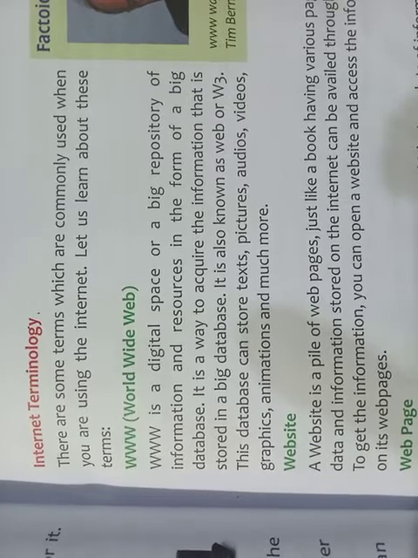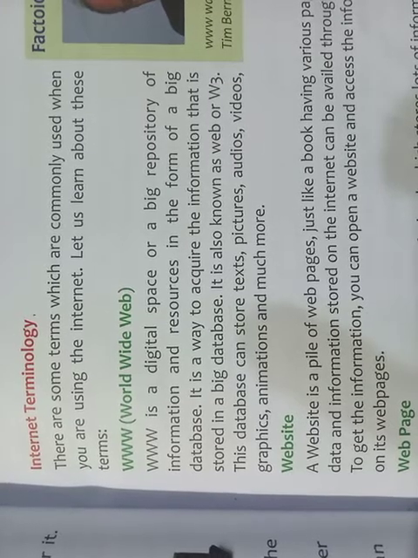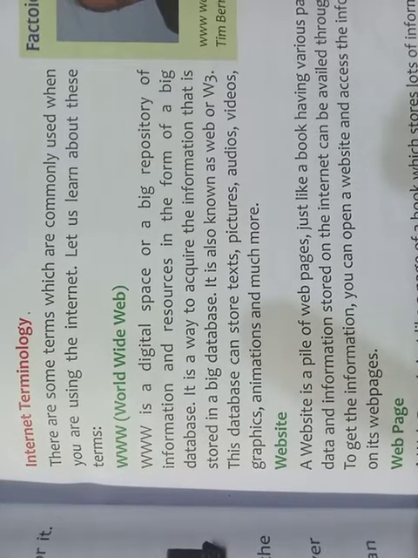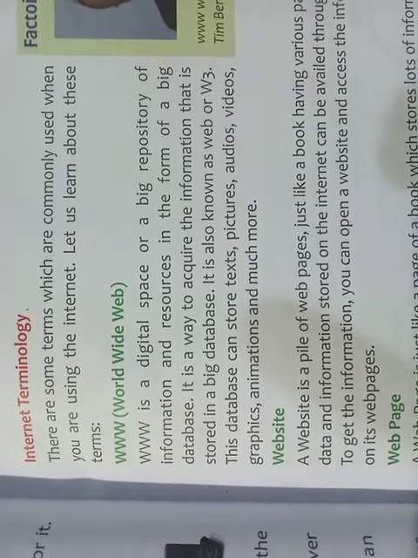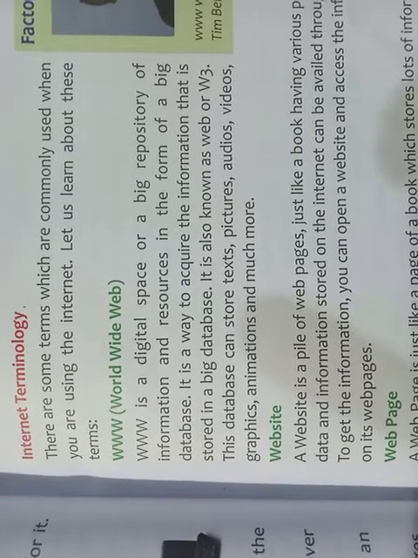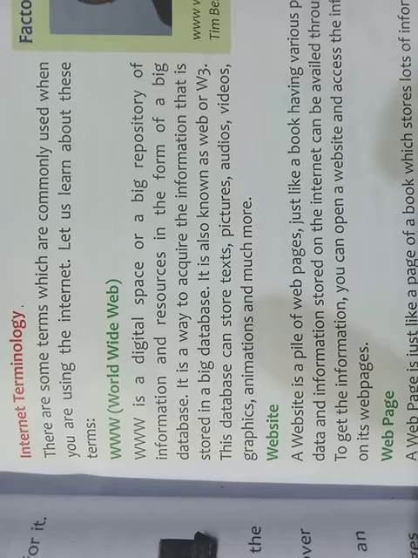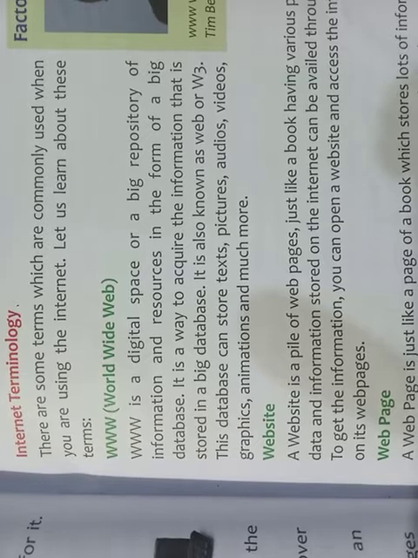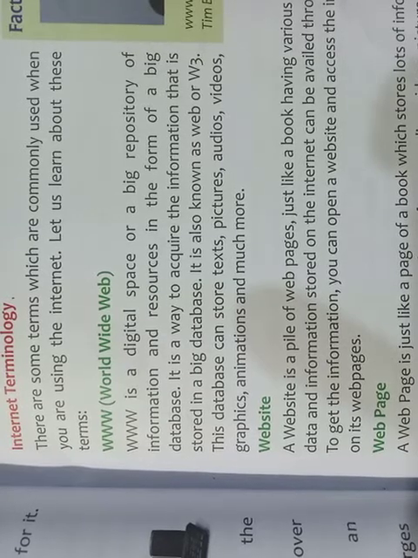So WWW is a digital space or a big repository of information and resources in the form of a big database. It is a way to acquire the information stored in a big database. It is also known as the web or Web 3, W3 we can say. This database can store text, pictures, audios, videos, graphics, animations, and much more.